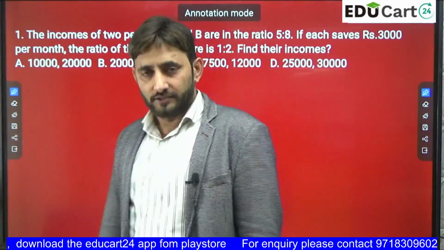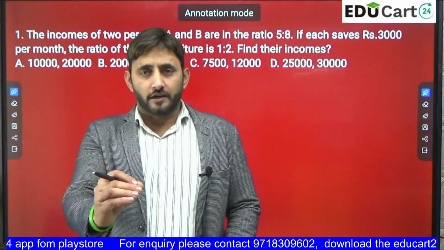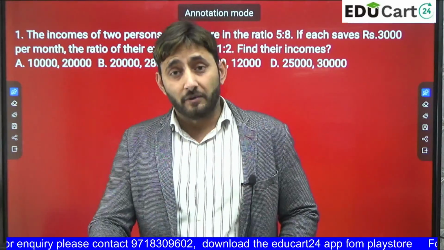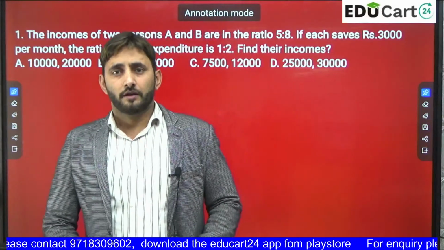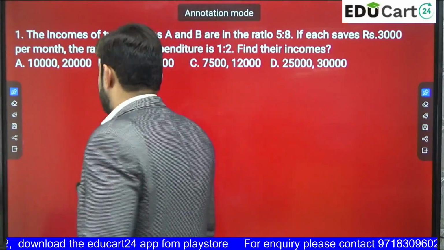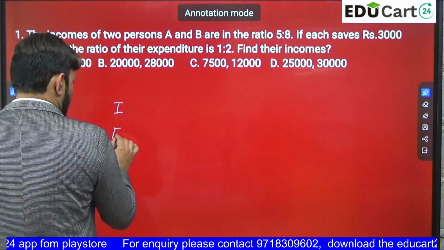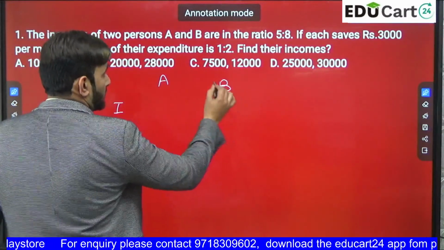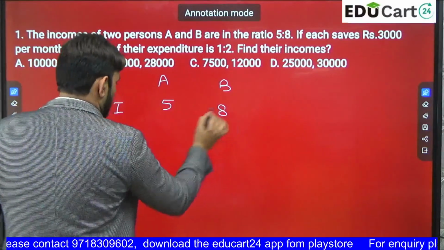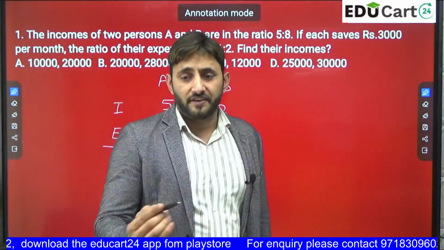Got it, my dear? Say yes or no. If your income and my income are different, and your income is 10,000 extra, but our savings are equal, how can we get savings equal? Only if you spend 10,000 rupees extra. Got it? So for their income and expenditure, A and B, their income ratio is 5 is to 8 and expenditure ratio is 1 is to 2. But according to the question, their savings are equal.